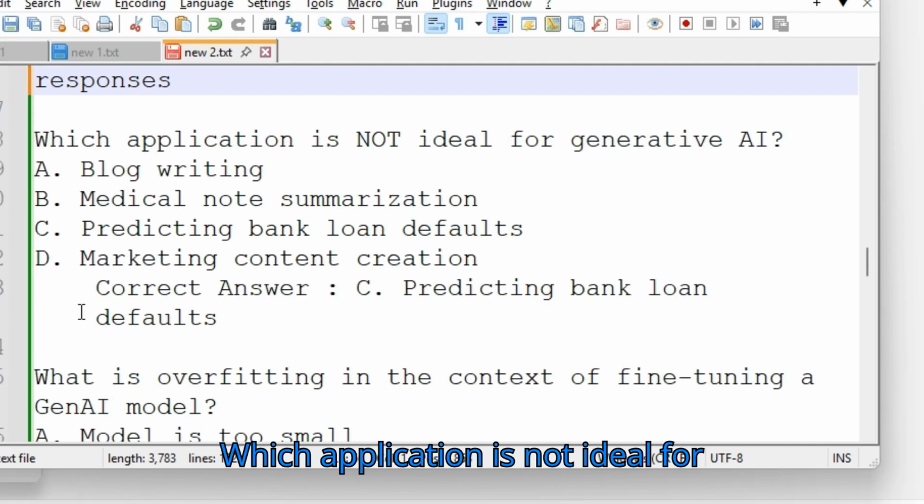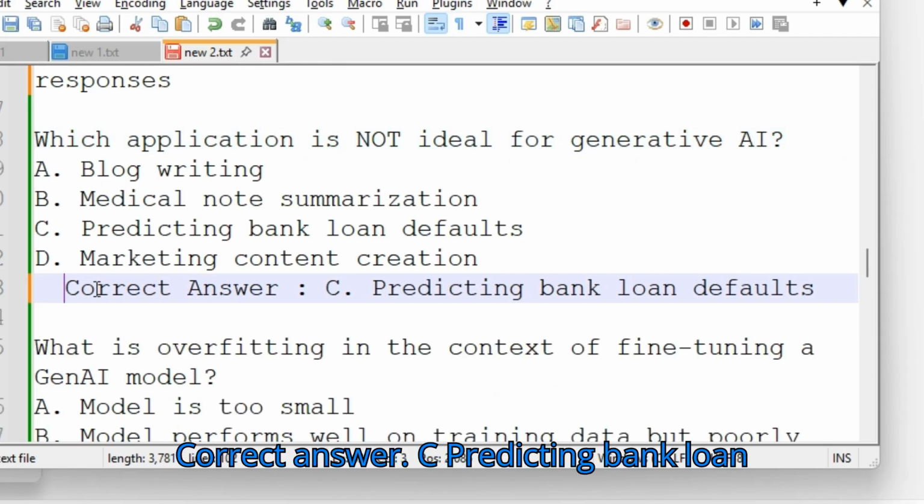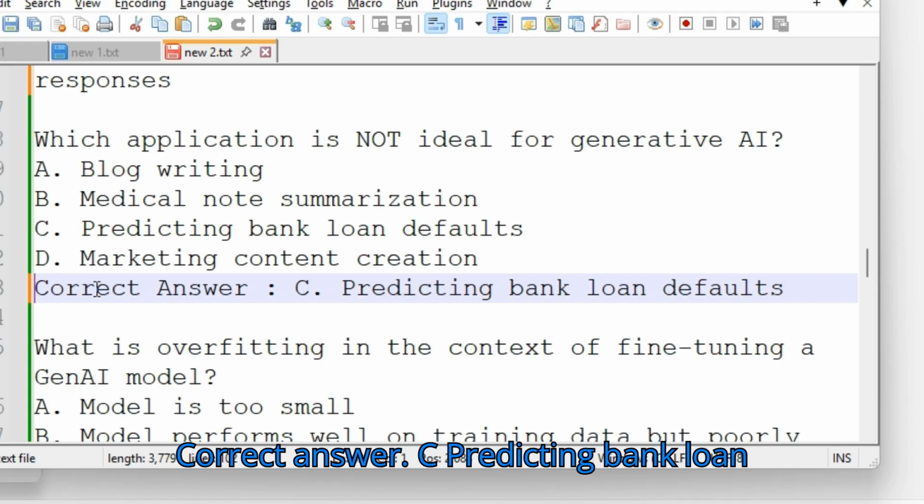Which application is not ideal for generative AI? A. Blog writing. B. Medical note summarization. C. Predicting bank loan defaults. D. Marketing content creation. Correct answer: C. Predicting bank loan defaults.